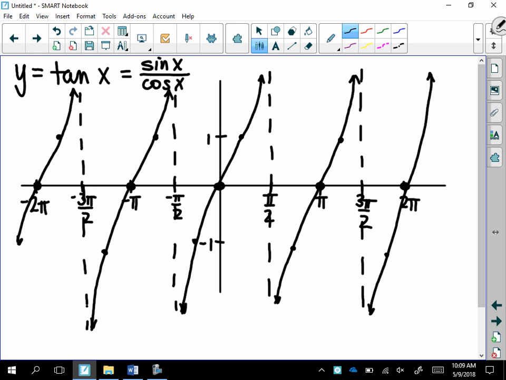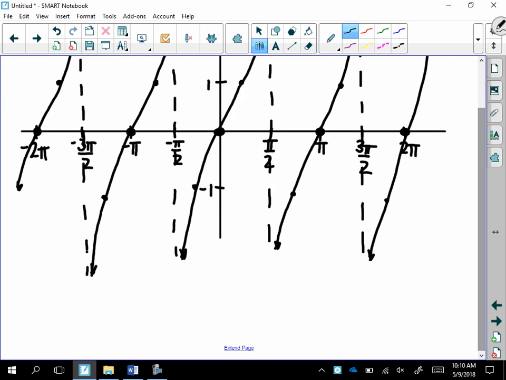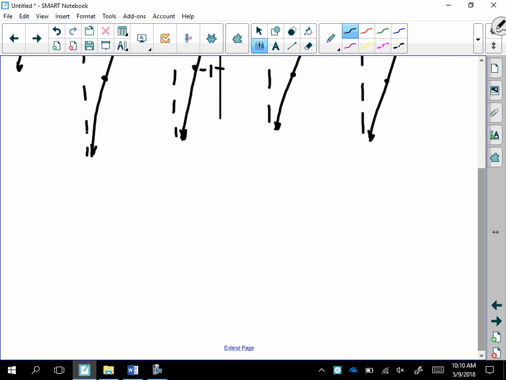All right, so let's see if we can describe tangent. What would be its domain? x such that x is not equal to pi over 2 plus or minus pi n. Good, right? So in all the places where cosine was 0, tangent's undefined there. So the domain is all of the x's such that x does not equal all the places where cosine is 0, which is pi over 2 plus or minus pi n.